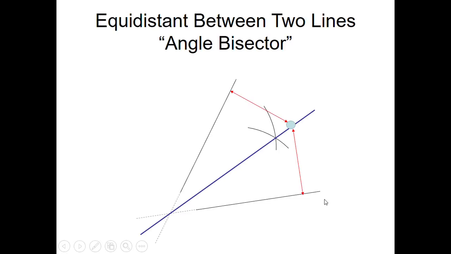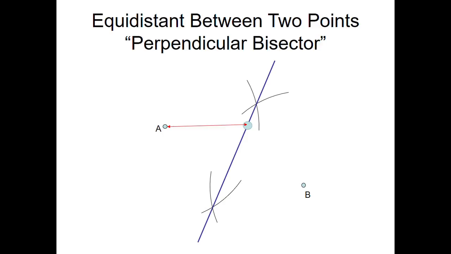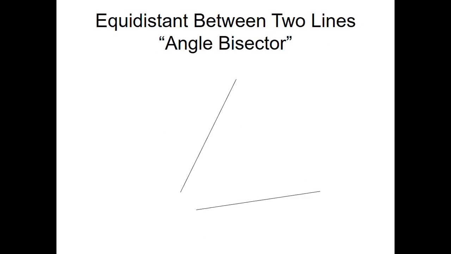So make sure you differentiate between a locus that's equidistant from 2 points, which is this one, and a locus that's equidistant from 2 lines, which is this one.